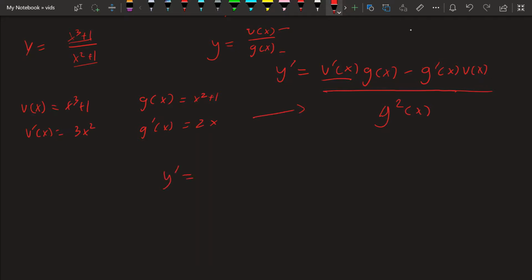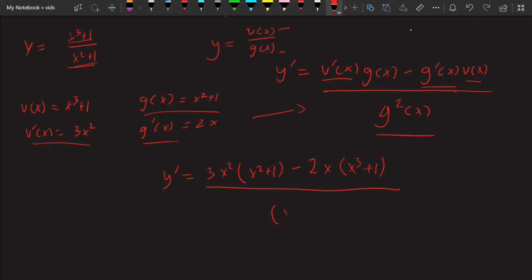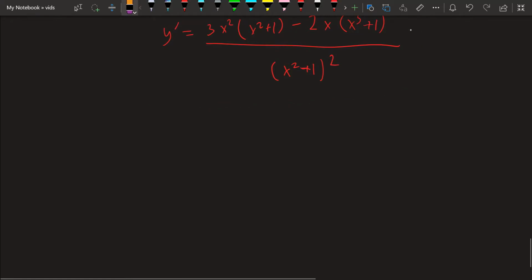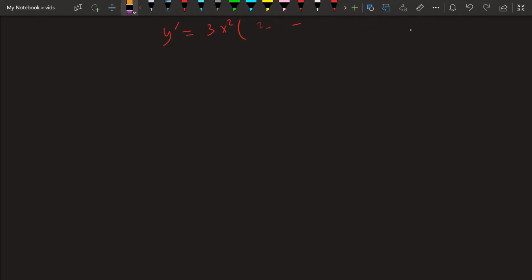So y prime is equal to v prime of x, 3x squared, multiplied by g of x, which is x squared plus 1, minus g prime of x, which is right here, 2x, multiplied by the first function, which is v of x, all over the denominator squared, x squared plus 1, all squared. And that is your answer. You can obviously simplify it, but I'm not going to simplify it in this video for reasons. No reason, guys, but it takes way too much time.